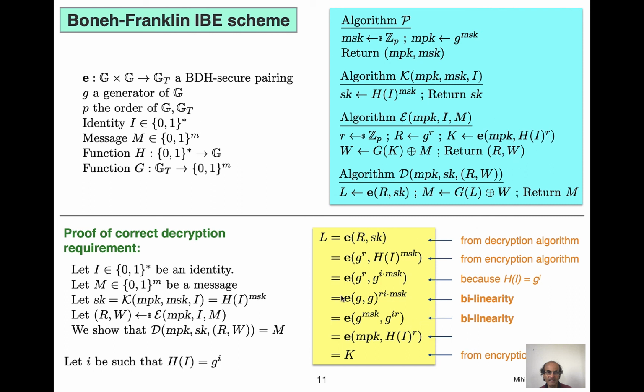So we've recovered the key created by the encryption, right? So this K and this L will be the same, and the rest is quite simple. What have we done through this yellow box? We've proved the correct decryption requirement.